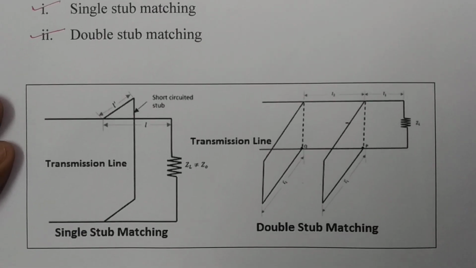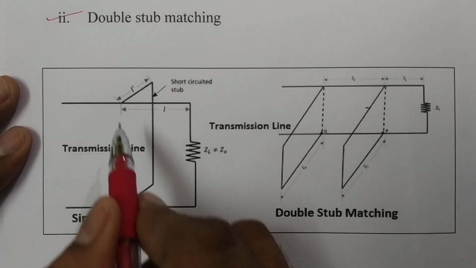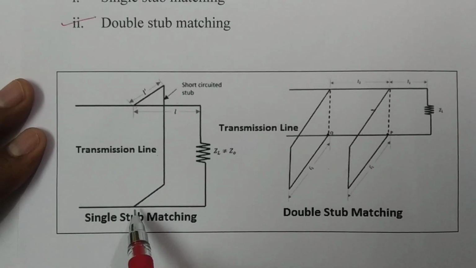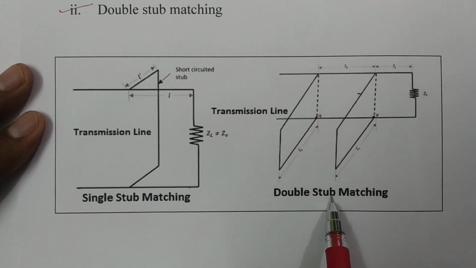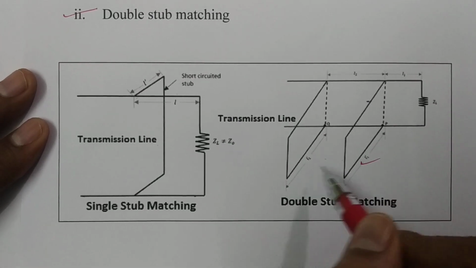In single stub matching, a single stub is attached between the source and the load. In double stub matching, two stubs are attached.